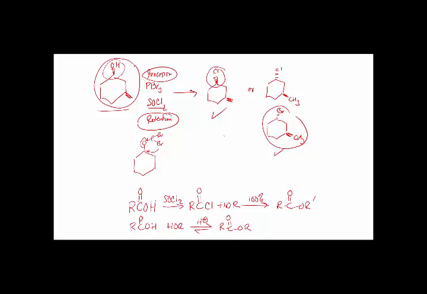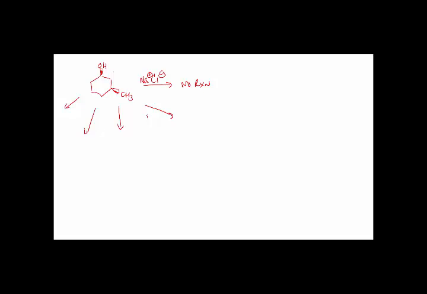But let's say that I took my alcohol here and converted it to a tosyl chloride. So I use my tosyl chloride here to convert the alcohol to a tosylate ester. And now I say, I want to react that with Br minus.